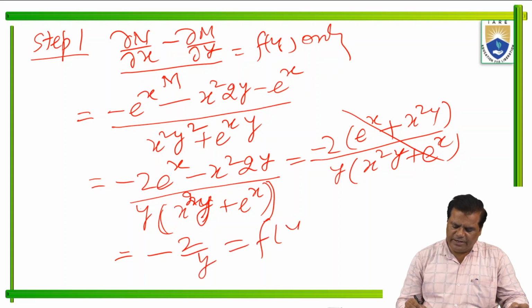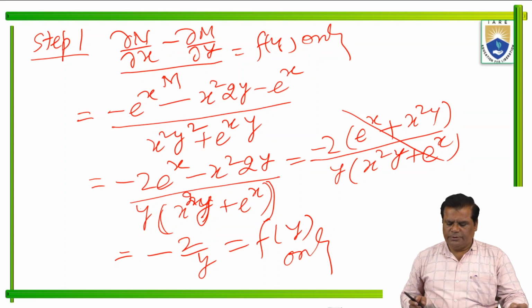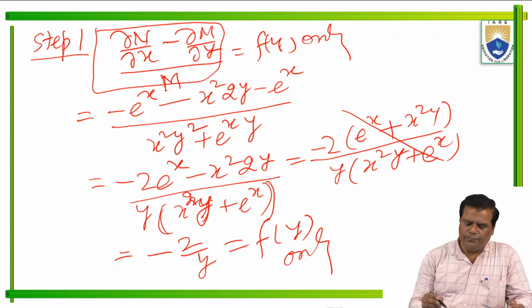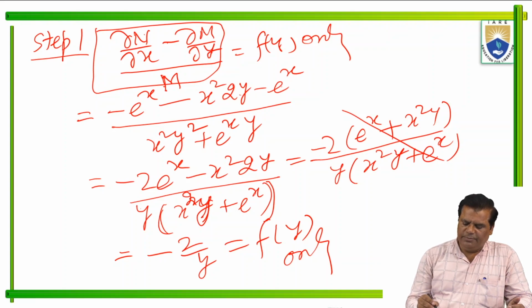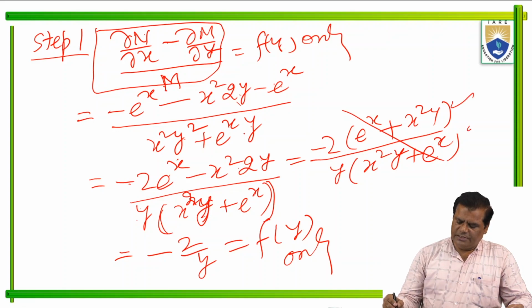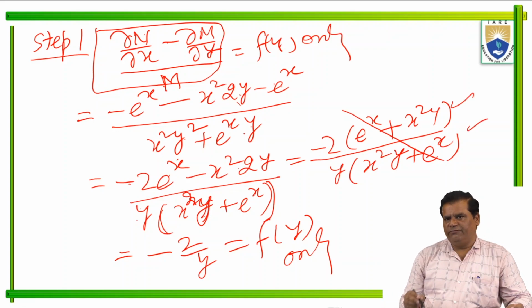This is the function of y only. Okay. We apply this formula here: del n over del x minus del m over del y upon m. So del n over del x is minus e to the power x, minus del m over del y, means minus this and minus this, upon m. M is this. So here e to the power x minus 2 e to the power x minus this. Minus 2 is common, e to the power x plus x square y, and in the denominator y is common, so x square y plus e to the power x. This result cancels. Both are the same results. Here it is minus 2 upon y. This is the function of y only.